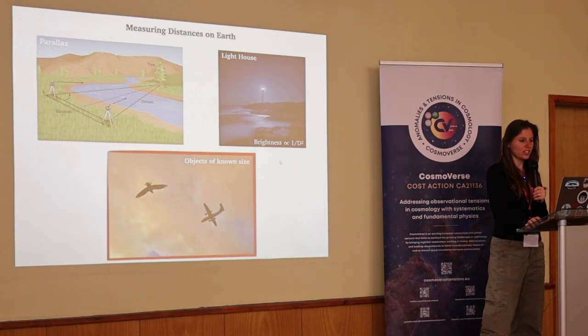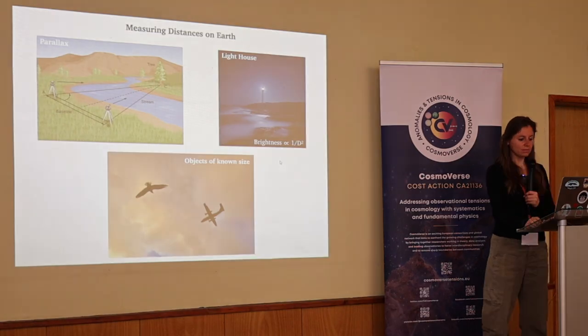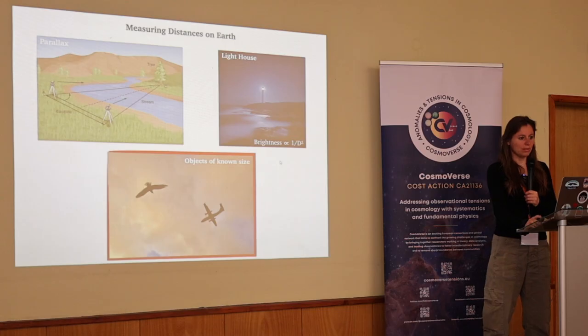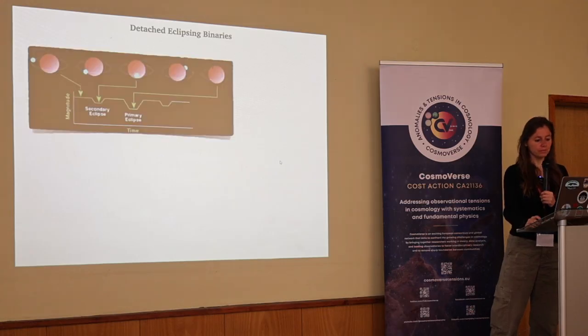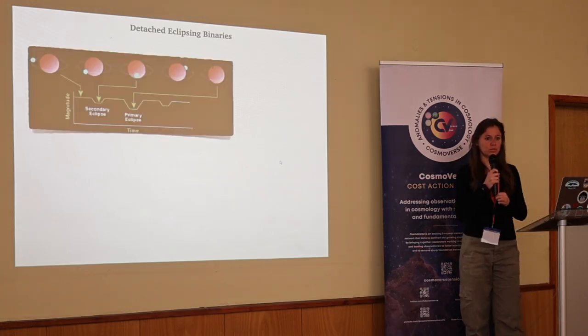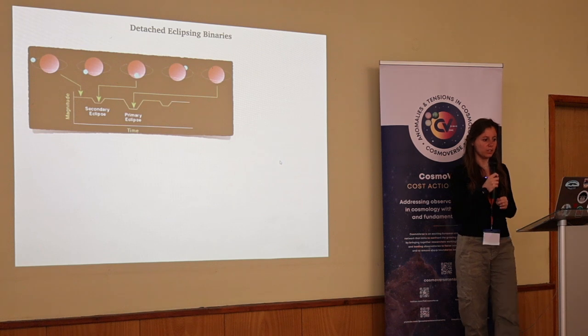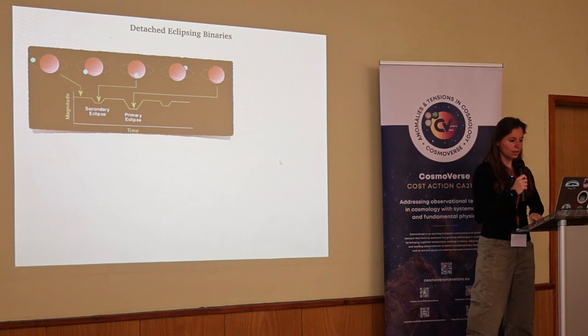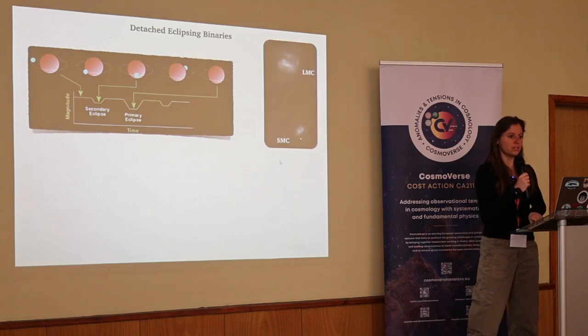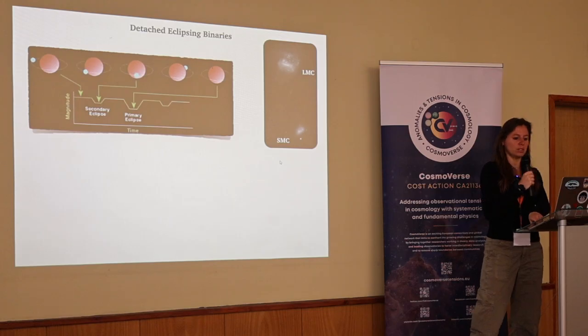Now let's look at objects of known size. One example of how we can do that in astronomy is using eclipsing binaries. Basically we use a system of 2 stars that are orbiting each other, and we can model the orbits of these 2 stars. This is a method that's particularly useful in the Magellanic Clouds.